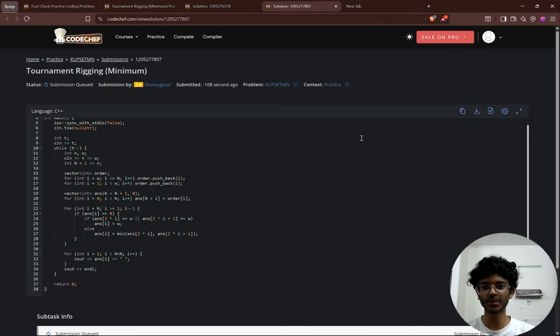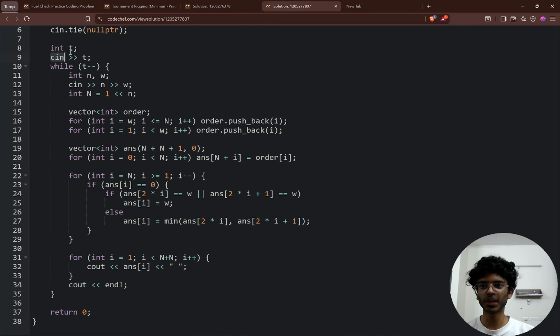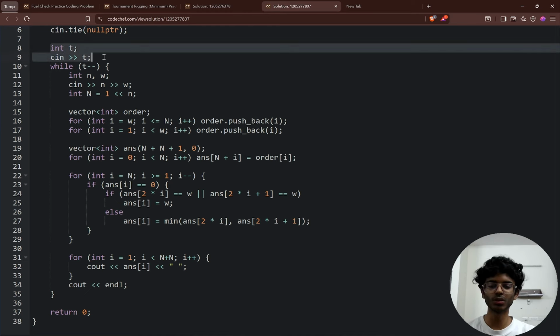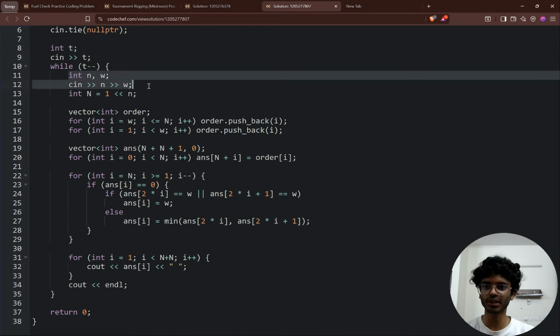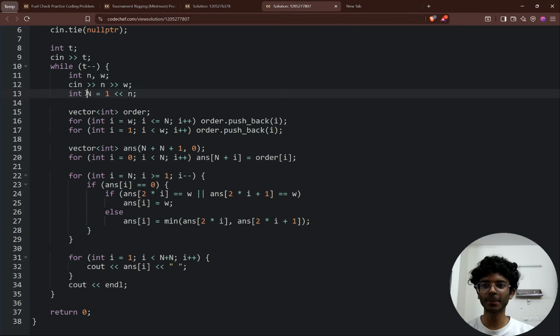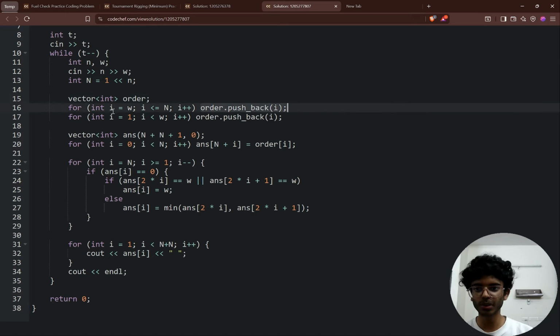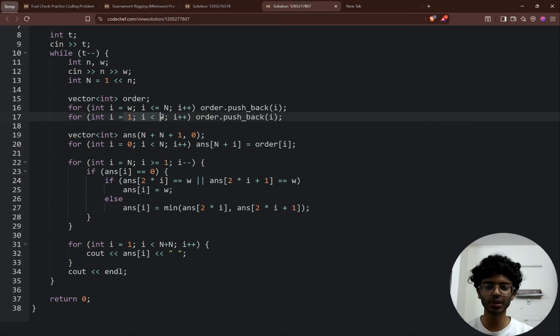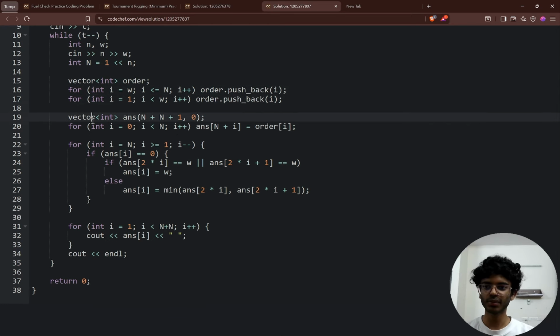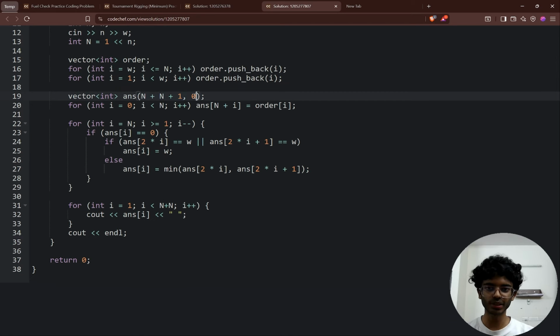So this is the code in C++. We begin by taking in the input of the whole test cases. We take in the input of n and w for each test case. We define capital N to be 2 raised to the power n. We define the order. This is our last permutation of size 2 to the power n. We'll push all the elements from w to n inside this. We'll push in all the elements from 1 to w inside this. Then we'll create our answer vector, which will be of this much size, initially filled with zeros. We'll fill the last 2 to the power n elements with this order of I.